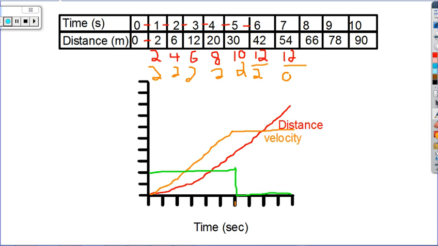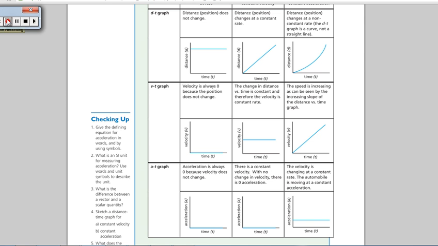Now, if we were to actually look at some data here, this data comes from the book, part of the physics talk. It's showing you a distance time graph, velocity time graph, and acceleration time graph. In the distance time graph, if something is not moving, you get a straight line. If something is moving at a constant velocity, you get a linear line going upward or downward. And if you have acceleration, then you get a curved line.